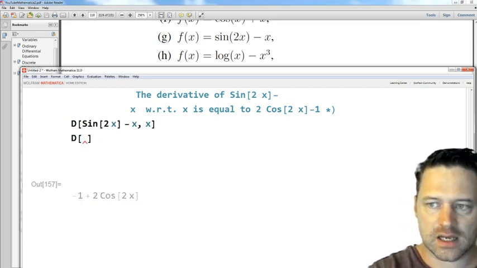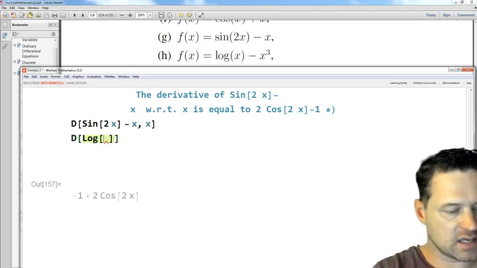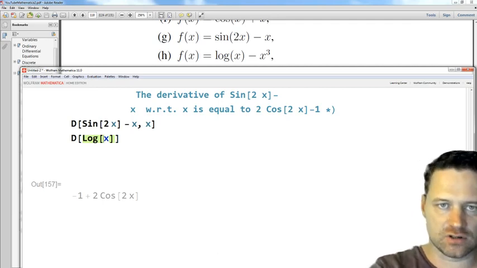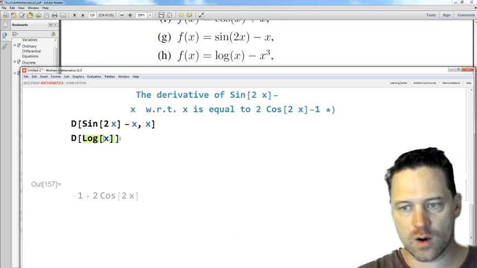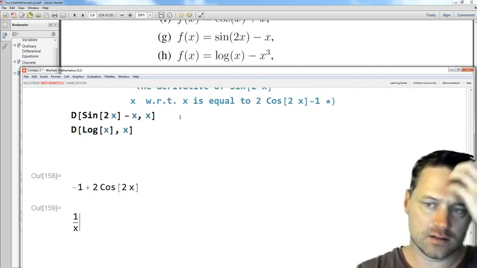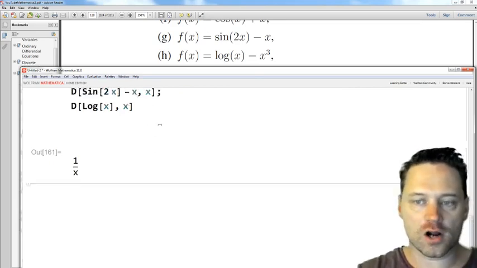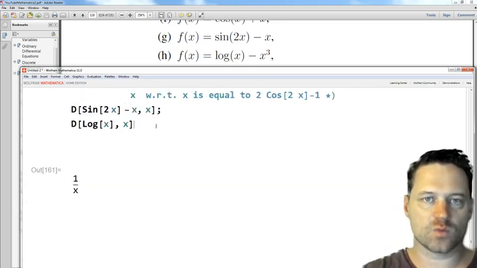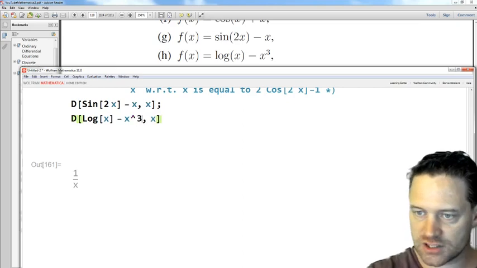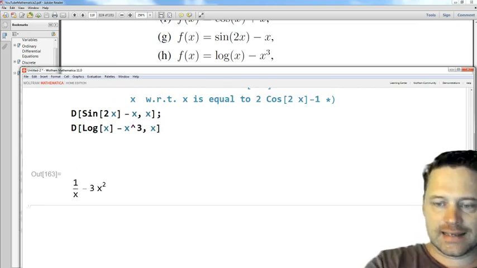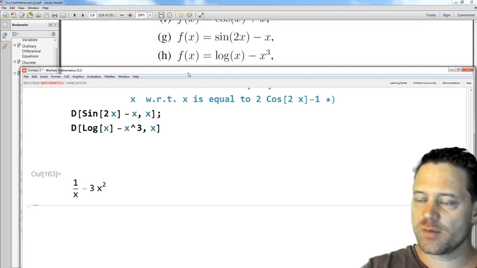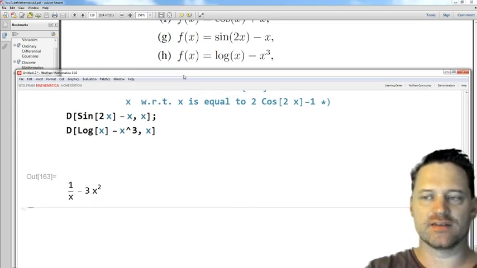So d, now log x. In Mathematica I don't need to say what base I'm talking about if it's just the natural log. So now we can put in with respect to x, and I'll show you this will be 1 on x. There we have it, semicolon on that one. So the derivative of log of x with respect to x is 1 on x. Now, if we subtract x cubed and do this problem h, you can see 1 on x minus 3x squared is the derivative of that function. So these are some basic examples in differentiation.